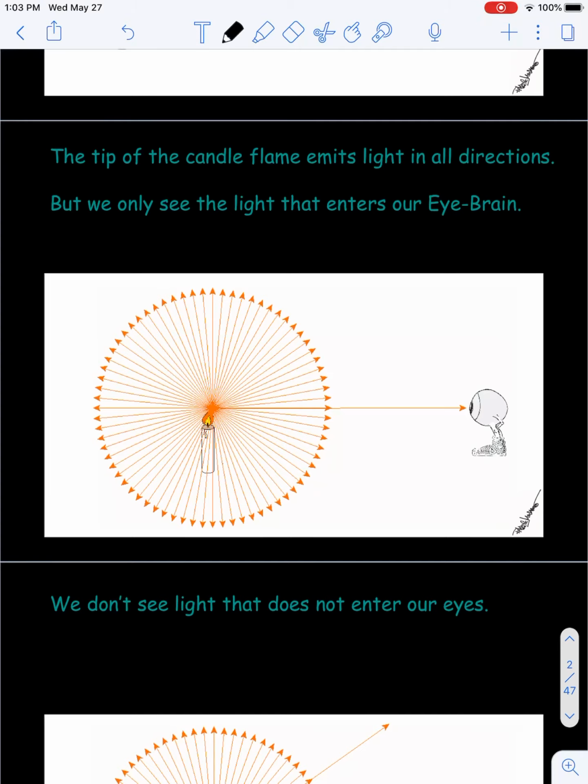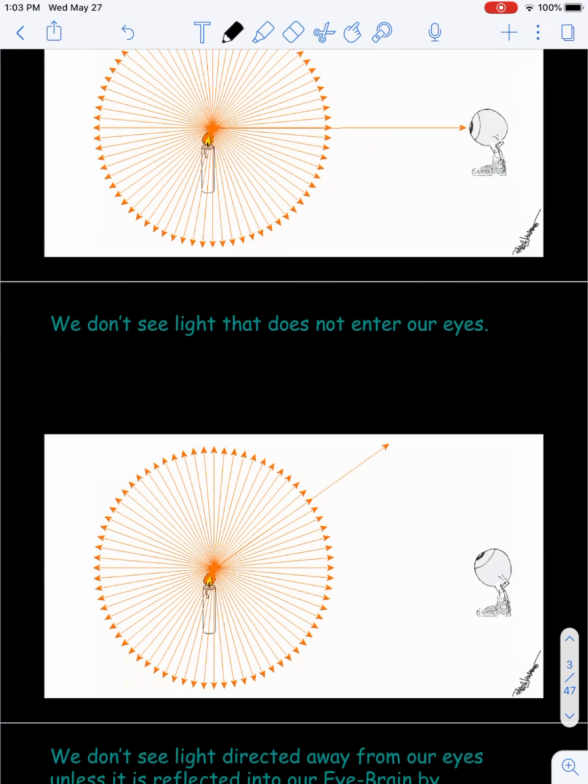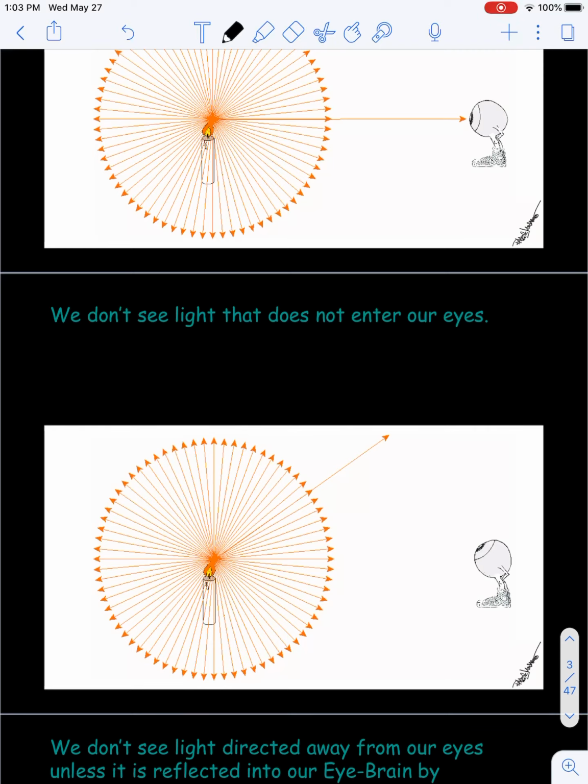So when we look at something that emits light, or a source of light, whether it be the sun, in this case we're going to be using a candle, the source of light, or this candle, emits light in straight lines in all directions. And so we only can see the light that actually enters our eye and then is perceived by our brain. We do not see the light that doesn't enter our eyes. So there's this light all around us that we're not seeing.